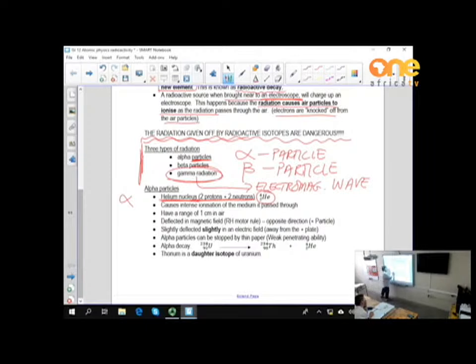When it travels through the air, because it's a big particle, it can easily knock off electrons from air particles. So alpha particles cause a very large amount of ionization of the air. One problem with alpha particles, or maybe not a problem, but it cannot really travel very far through the air. It can travel about 1 centimeter.